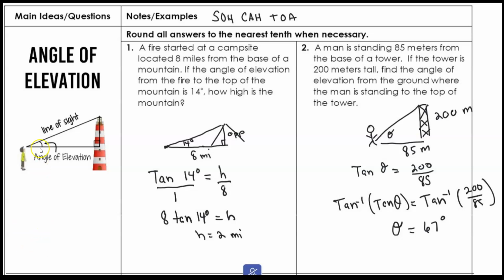So let's go to our calculator. I know some of you have Desmos, and you know how to do that on Desmos. For this calculator, we go second tangent, so we get inverse tangent. And remember, we're going to provide the ratio 200 over 85. And what's going to come out is the angle. In this case, we have 66.97 degrees. We're going to round it off to the nearest degree, so it's approximately 67 degrees.